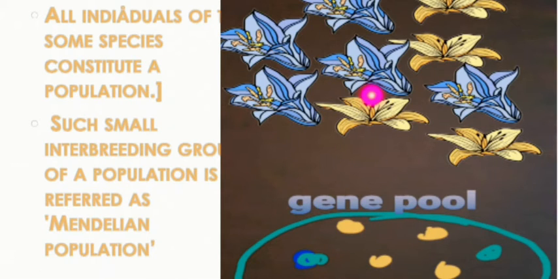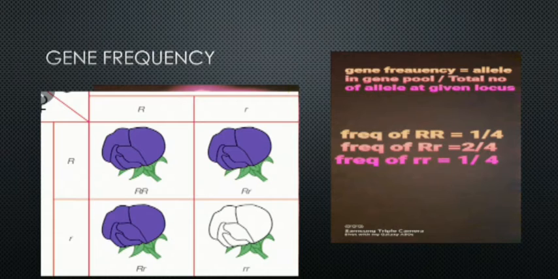Okay, do you understand the population? The interbreeding species, the total number of the species which can interbreed with each other, is called the population, and the total number of genes of all individuals in the population is called the gene pool. Then the gene frequency. Gene frequency means the allele in the gene pool.